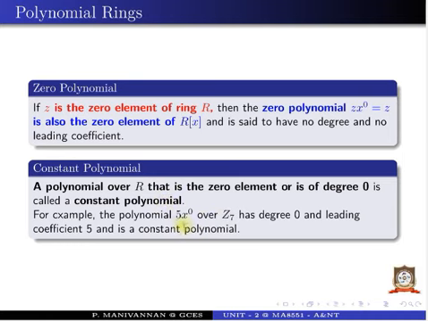If we put 0 here, then it is called the zero polynomial under the integers modulo 7. What are the other constant polynomials? What are the elements in Z7? 0, 1, 2, 3, 4, 5 and 6. If we put 0, then it is called the zero polynomial. The other elements give constant polynomials.